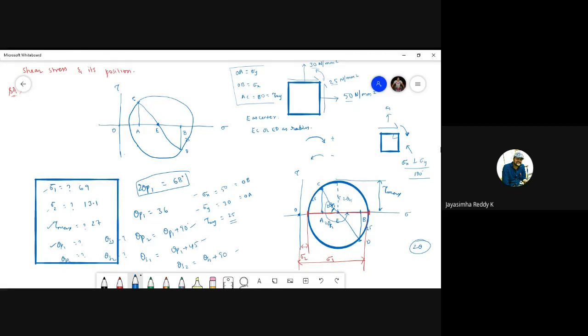But I generally prefer this. Okay, I and you also prefer this one only. This is very easy method to practice. You have to just use Mohr's circle once.